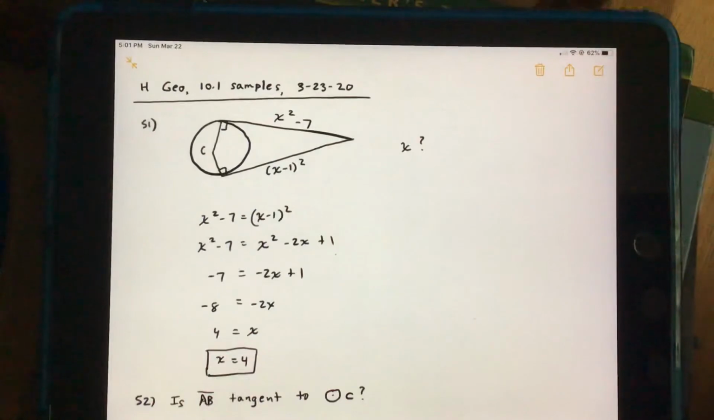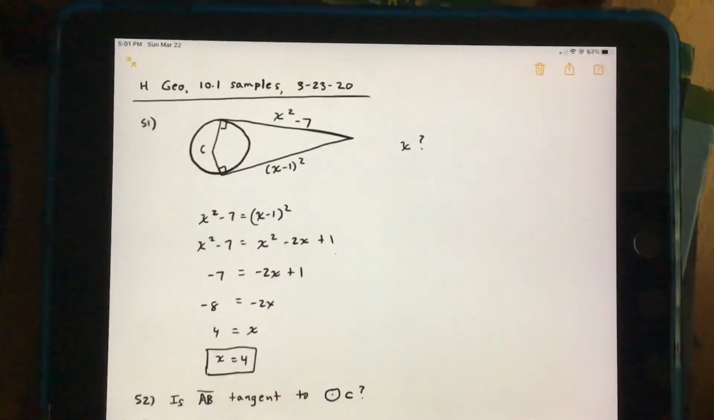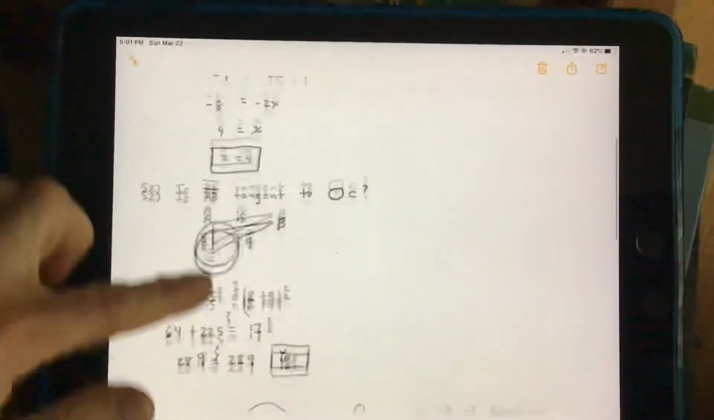So we have x squared minus 7 equals x squared minus 2x plus 1. We work that out by FOIL. Then we can subtract x squared from both sides of the equation and arrive at negative 7 is equal to negative 2x plus 1. Our next step then will be subtracting 1 on both sides so that we have negative 1 equals negative 2x. Finally, dividing by negative 2 on both sides will provide us with the value of x as 4. And that completes sample 1. Moving on to sample 2.